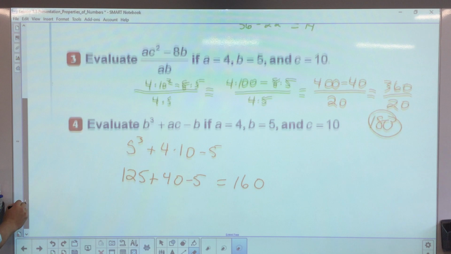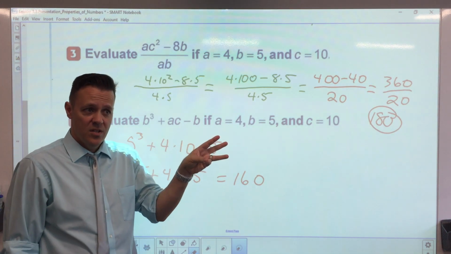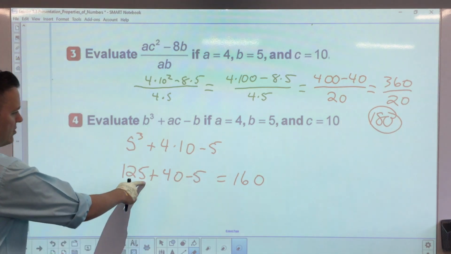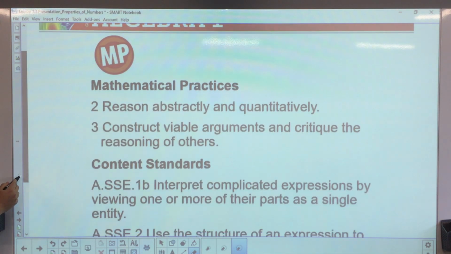Number 4, plug in the same thing. 5 cubed is 5 times 5 is 25. 25 times 5 is 125. So it'll come out to be 160. Hopefully you got that.